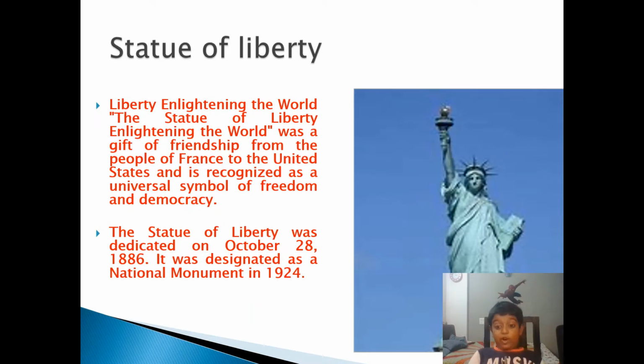We're going to learn about the Statue of Liberty. Liberty Enlightening the World. The Statue of Liberty Enlightening the World was a gift of friendship from the people of France to the United States and recognized as a universal symbol of freedom and democracy. The Statue of Liberty was dedicated on October 28, 1886 and designated as a national monument in 1924, friends. Okay? We are going to the next slide.